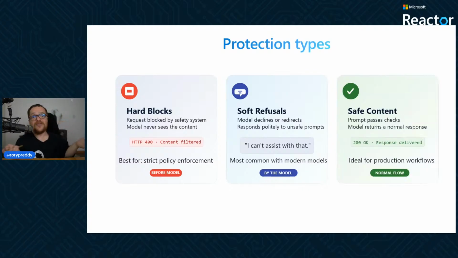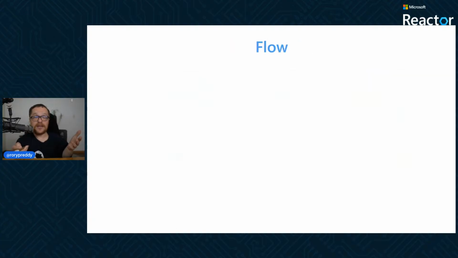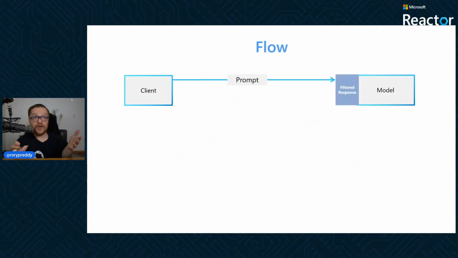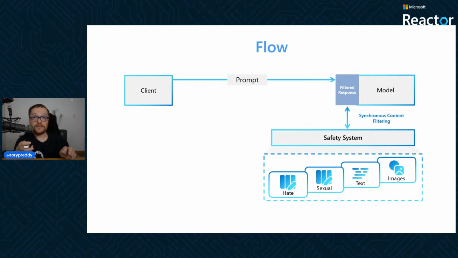And then finally, we've got the safe content. And that's really, hey, listen, that's your normal production workflows, response delivered, and everything is running correct. And how we do that is via a flow. So we want to start with the client. You've got your client. It could be your application or your actual chat client. You send it a prompt, and then it hits the safety system, which protects the model.